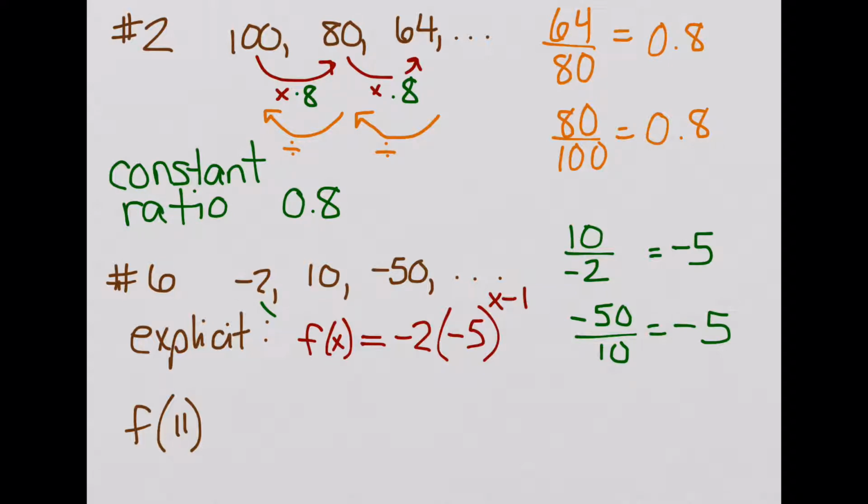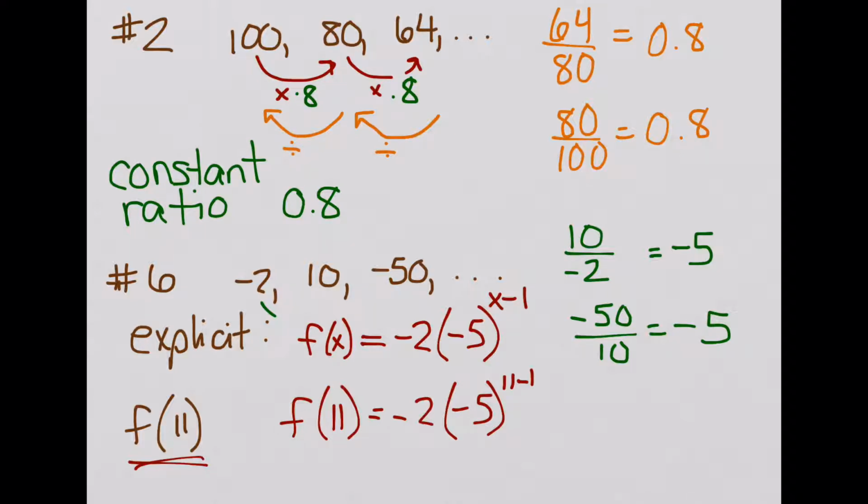You could have put a 10 in the front and x minus 2 as your exponent. That's okay, or a negative 50 and an x minus 3. Doesn't really matter. What I want to know is, can you use that tool you just made to find the 11th term? So we are finding the 11th term, and that's going to be negative 2 times negative 5 to the 11 minus 1 power.